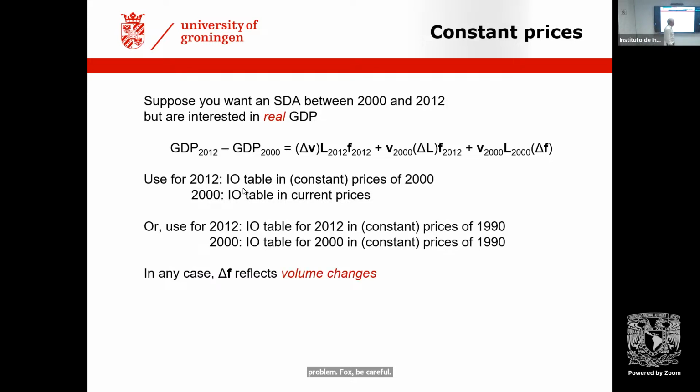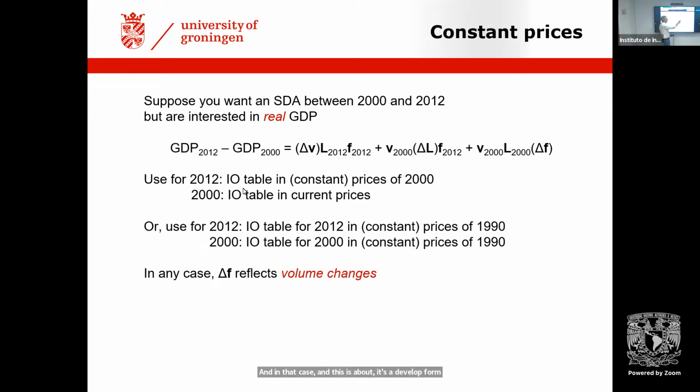Chaining sometimes is necessary, for example in the case of constant prices. Now, suppose that you are interested in the increase in real GDP between 2012 and 2000. This would be the decomposition form, one of the polar forms, if you look at the whole period. And this is a valid form, no problem.